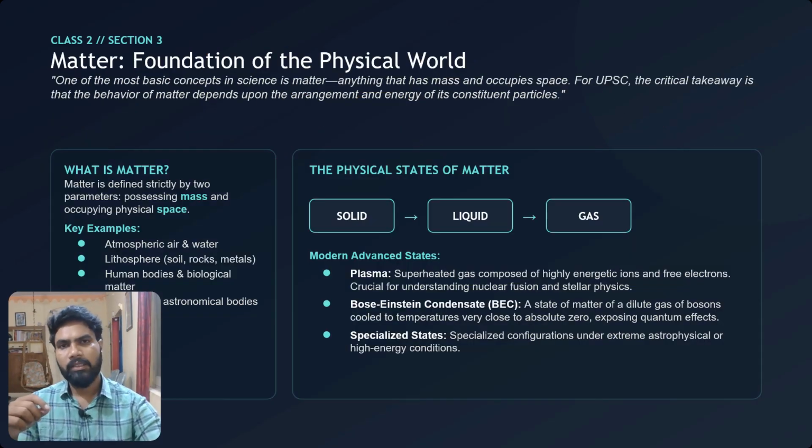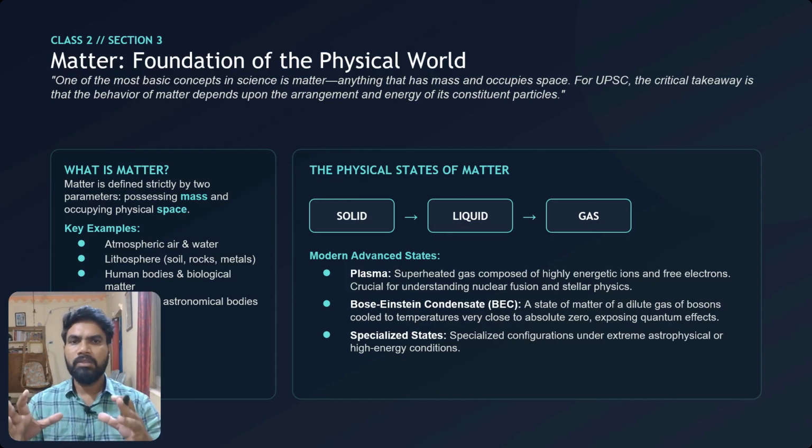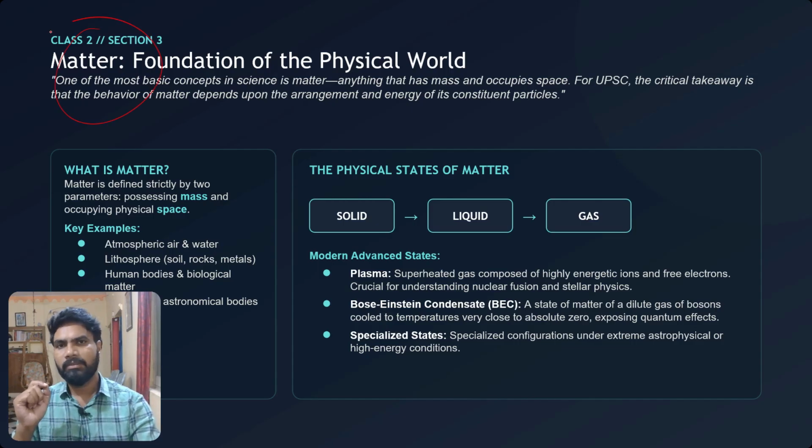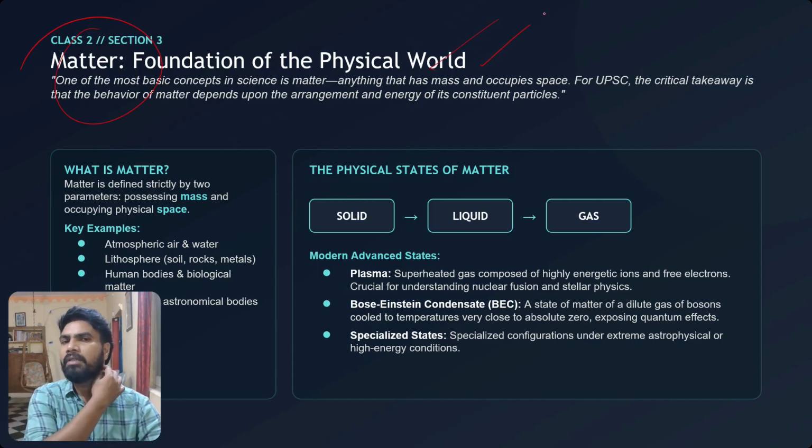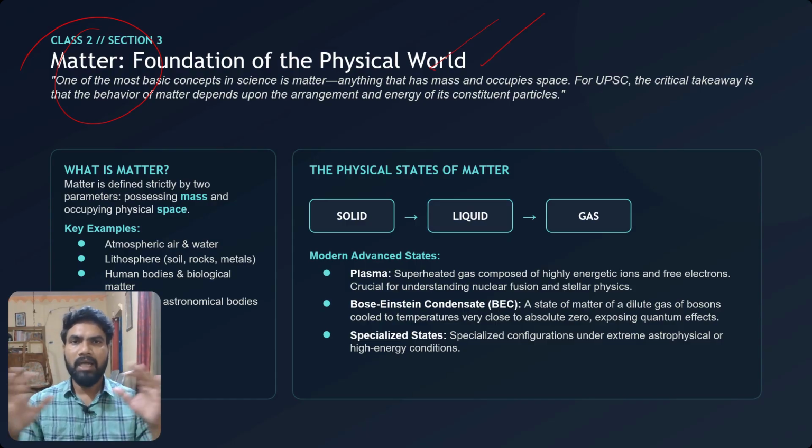Right, we will come to the actual subject, and we will understand basic concepts one after the other. First, we will see what matter is. Matter is the foundation of the physical world. How is our universe built? It is built with matter. Matter is there in the universe, even our Earth, other planets, other stars. All these things are made up of matter. It is one of the most basic concepts in science.